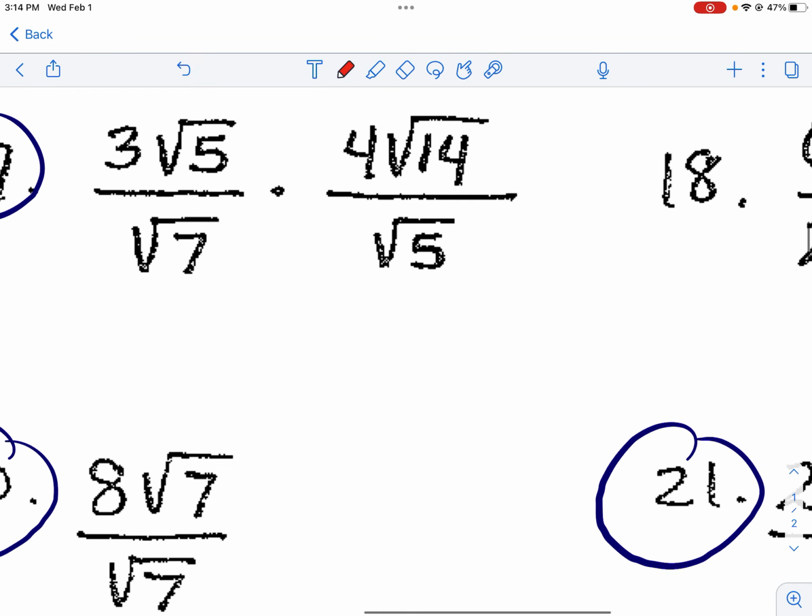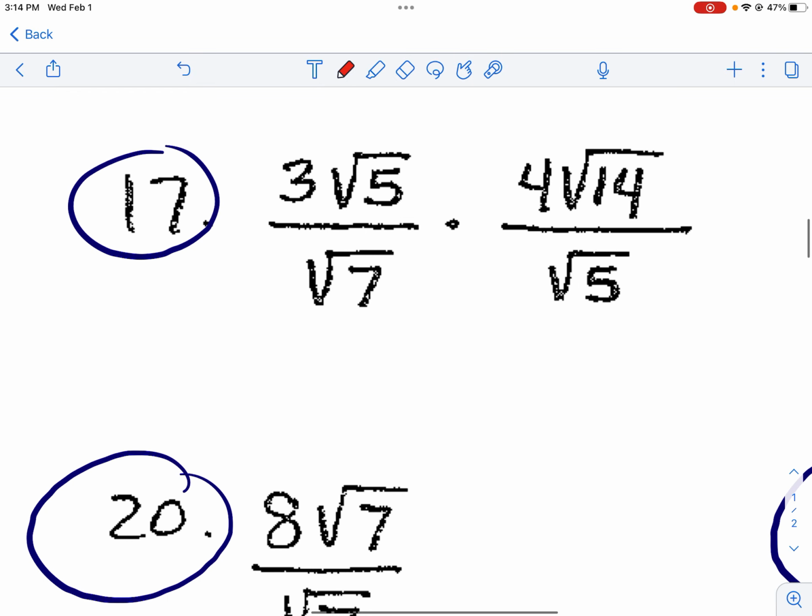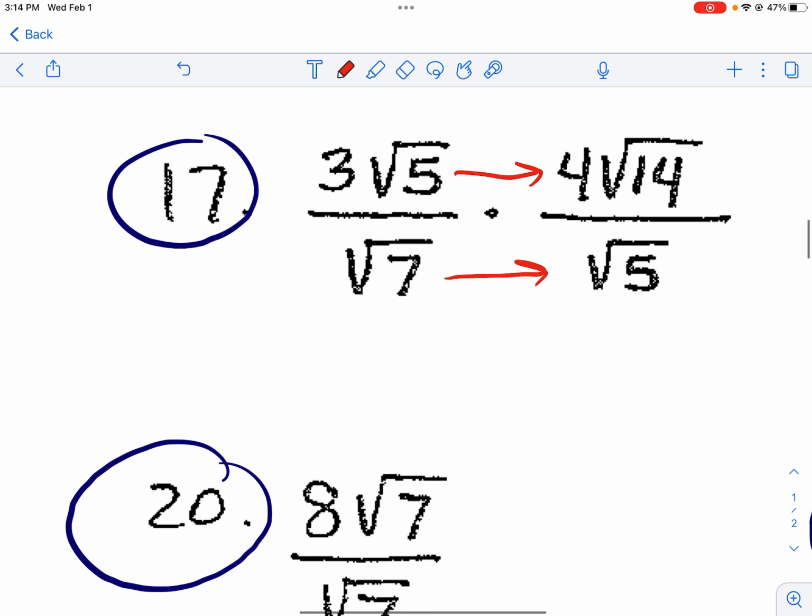Similarly, I'll just move on to this one since we're here. We can do the same thing with 17, where you can multiply across. This might be the easiest way for us to do this. Just multiply across there. That gives us 3 square root of 5 over square root of 7, and then we have times 4 square root of 14 over square root of 5. When we multiply across, I'll write this a little smaller: 3 times 4 is 12. Square root of 5 times 14 is 70. So 12 square root of 70 over square root of 35.